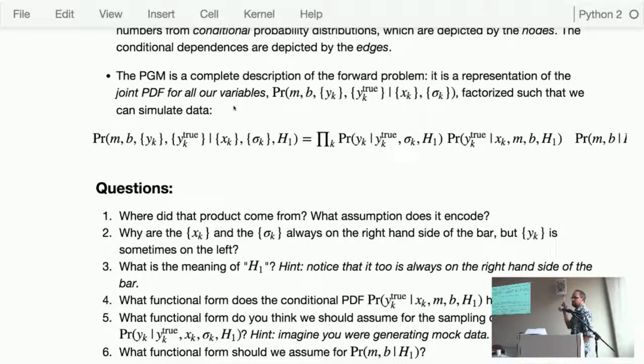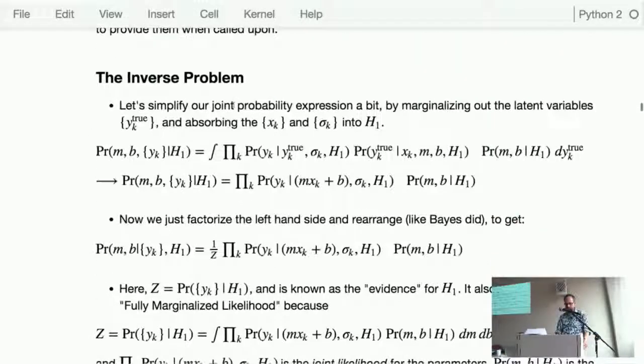Now, when thinking about the inverse problem, we've got to remember what we're actually trying to do here. A long time ago, we started talking about trying to infer the gradient and intercept, which is to say what we want is P of M and B given observed yk. So we have to get the yk's onto the right-hand side of the bar. That tells us what factorization we need to do.